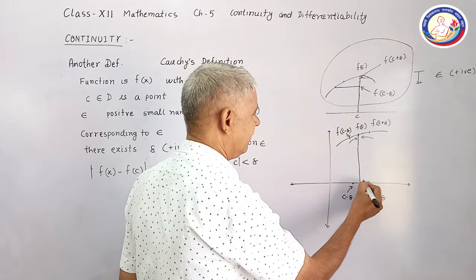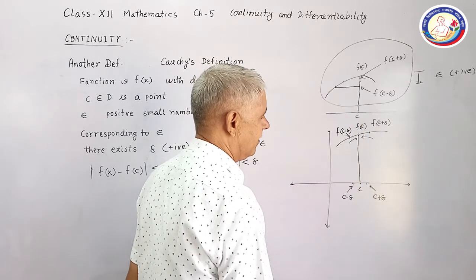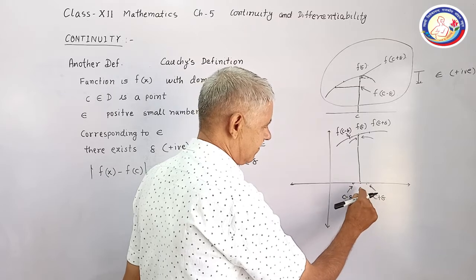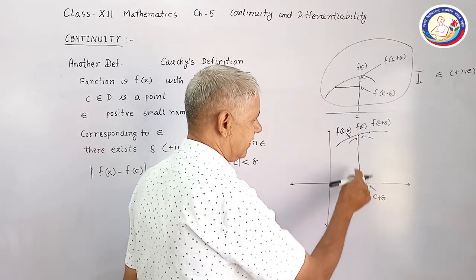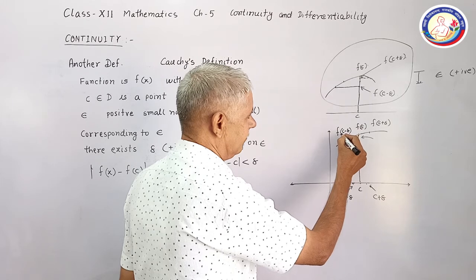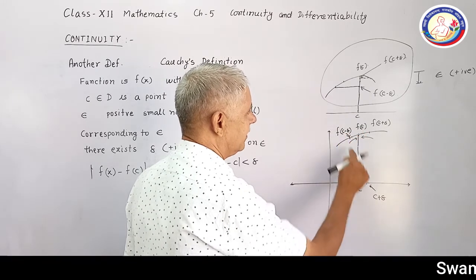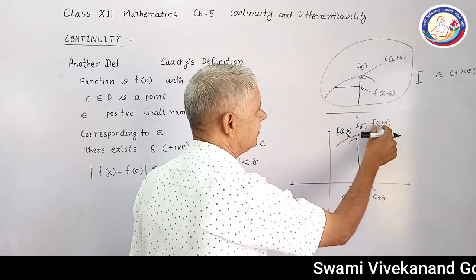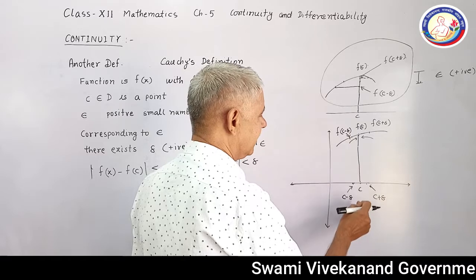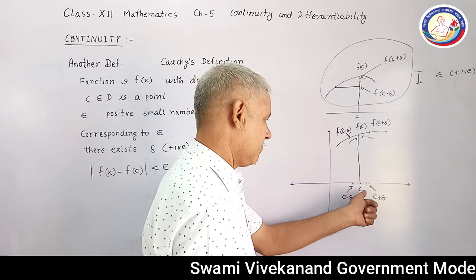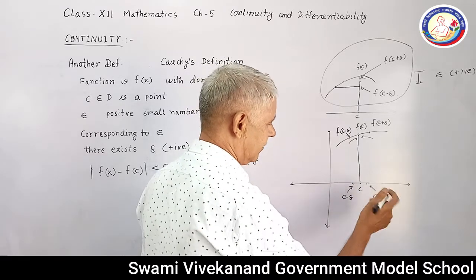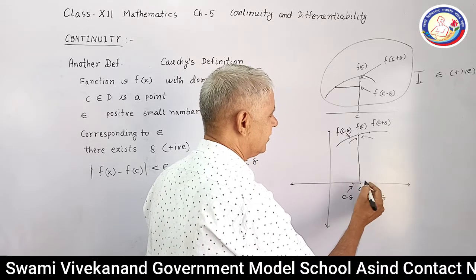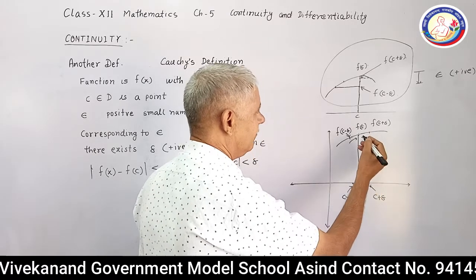At c, the value of the function is denoted by f(c). At c minus delta, the value of the function is denoted by this, and for c plus delta it is denoted by this. Now with a change in the value of c, approximately equal to c, more than c or less than c, we will have the values of the function.